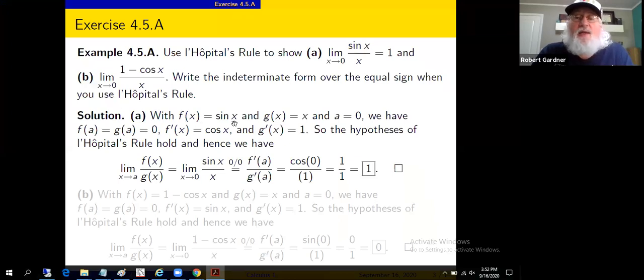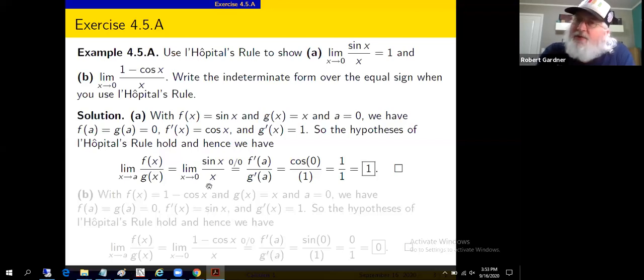With f of x equals sine x and g of x equals x, in this first one, we have the quotient f of x over g of x, limit as x approaches 0. So take a to equal 0. Indeed, we have f of a and g of a equal to 0. So this really is a 0 over 0 indeterminate form. The hypotheses of L'Hopital's rule are satisfied. So the limit as x approaches a of f of x over g of x, here, just converting it into the question asked, f is a sine function, g of x is just the x function, a is 0. It becomes this, a 0 over 0 indeterminate form.